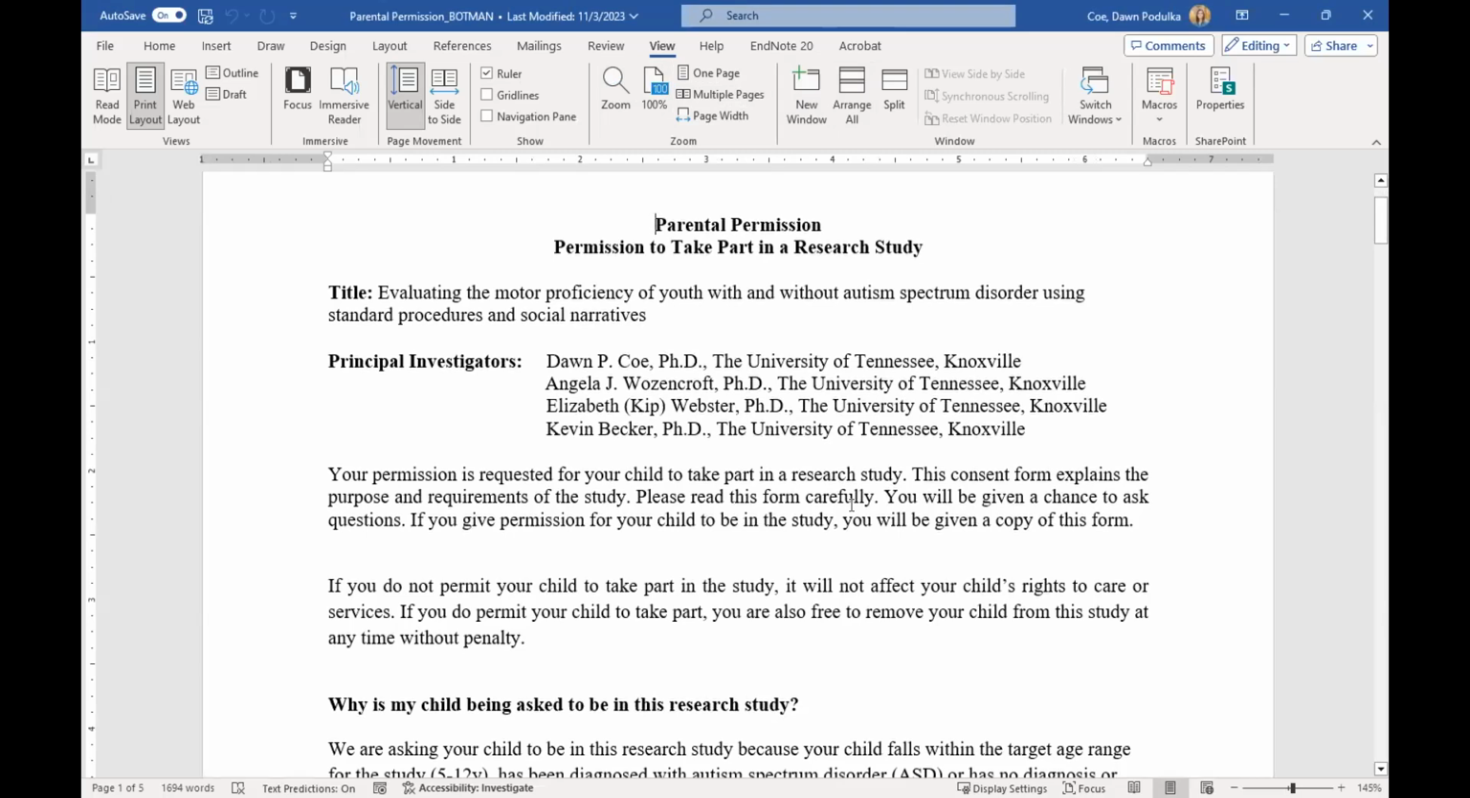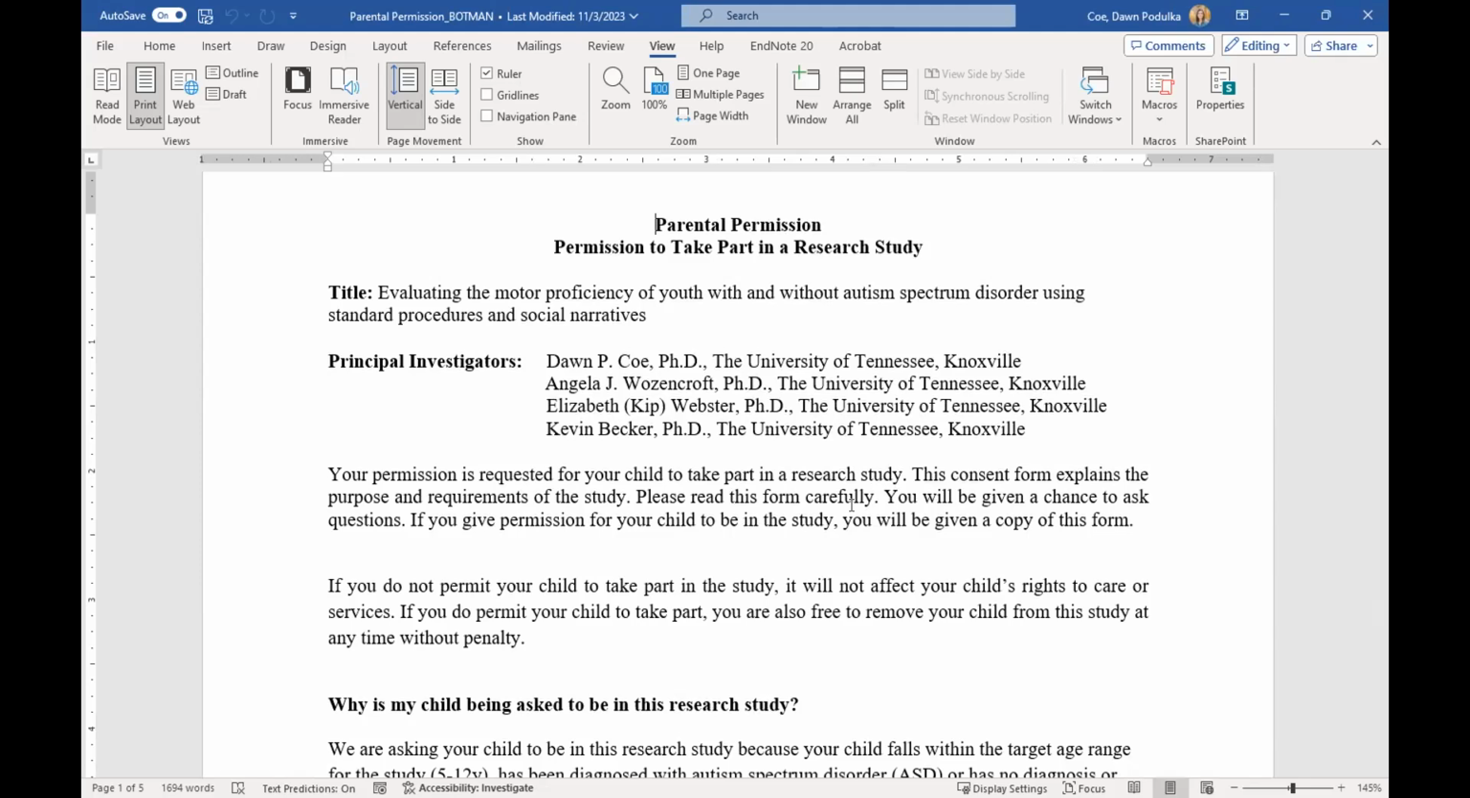Okay, so the parental permission form, or that consent form, talks about different aspects of the study that you need to tell the parent or guardian so that they can make an informed decision of whether or not they want their child to participate in the study. So if any of you have participated in research studies on campus, you will have done one of these, read through and signed off.